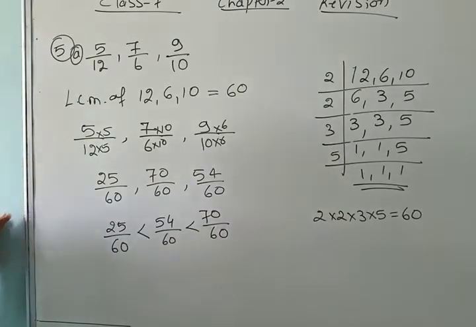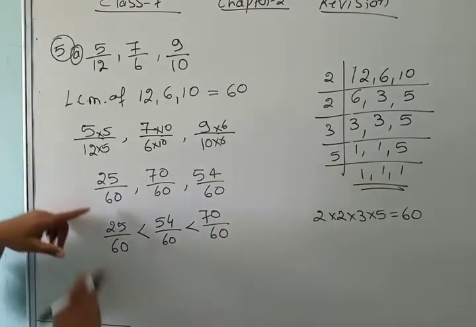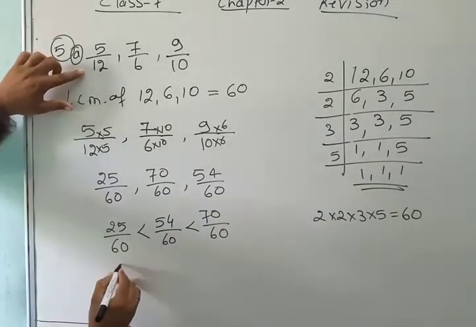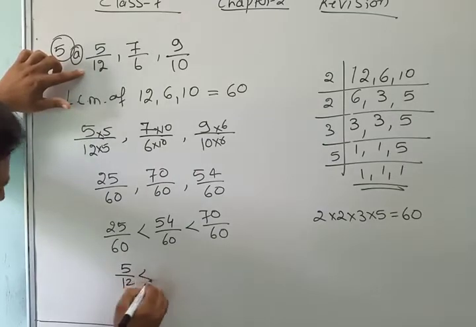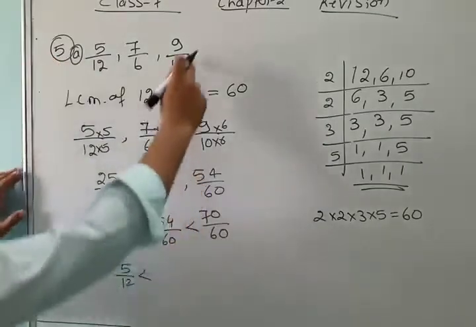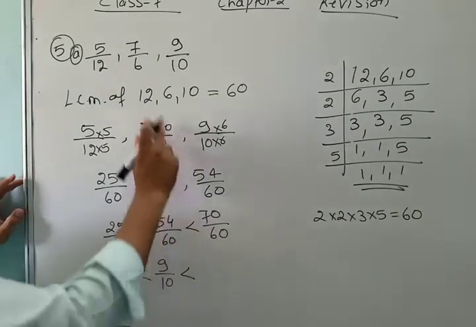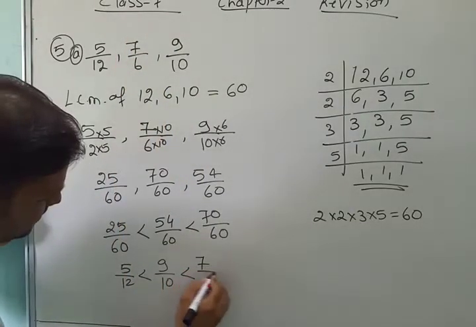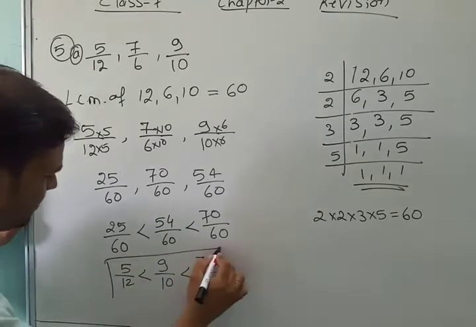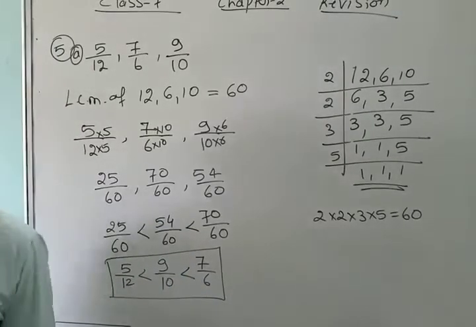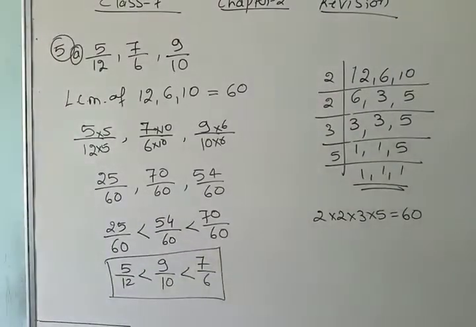Then after this write the original number. 25 upon 60 comes from 5 by 12. 54 by 60 comes from 9 by 10. And 70 upon 60 comes from 7 by 6. So these numbers are arranged in ascending order. So जैसे ascending order के लिए arrange हुआ है, same to same process descending के लिए भी arrange हो जाएगा. So sixth question you can solve.